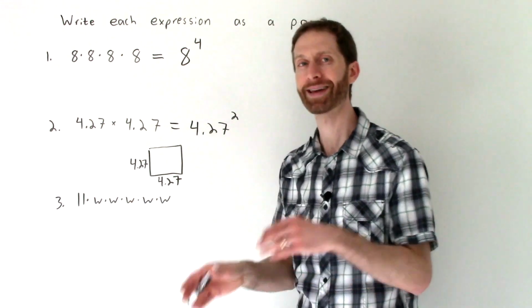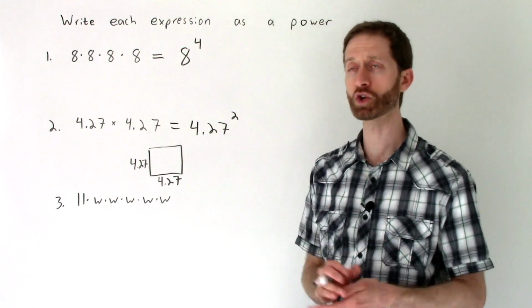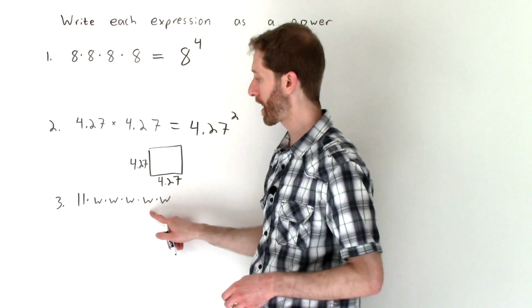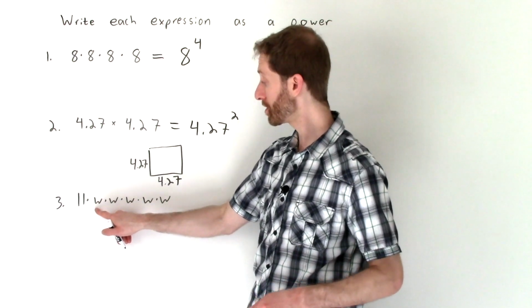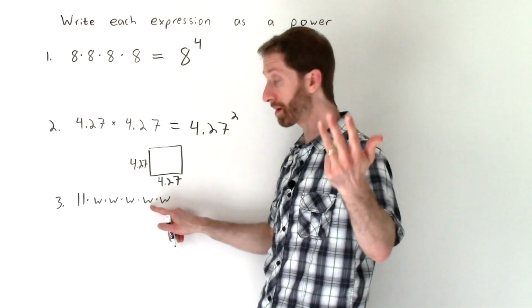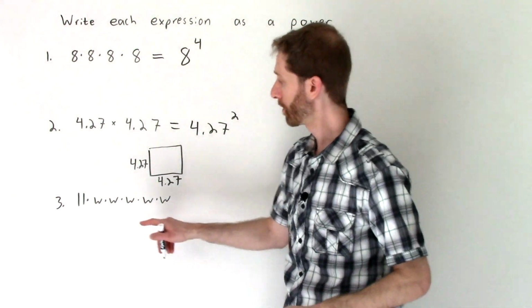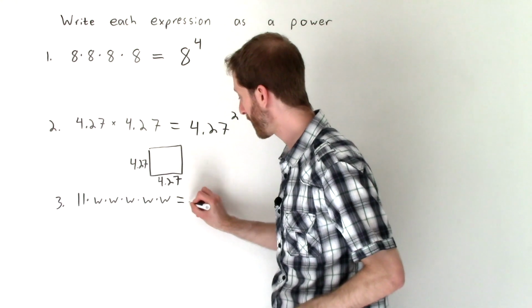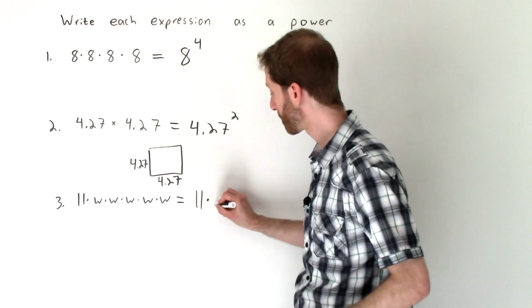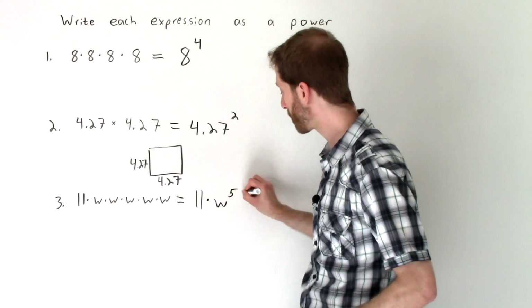Okay, this last one, the instructions are a little vague with it, because technically we're going to have a power and then another number next to that power. Let me show you what I mean. We're going to condense this down. You have 11 times W times W times W times W times W. That's W multiplied by itself 5 times. So we end up with 11 times W raised to the 5th power.